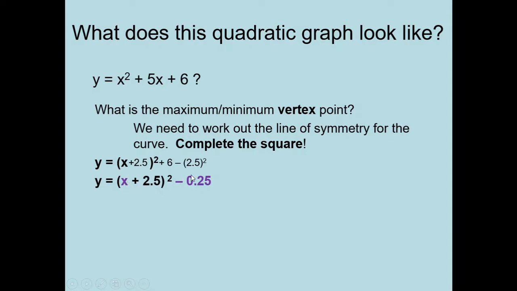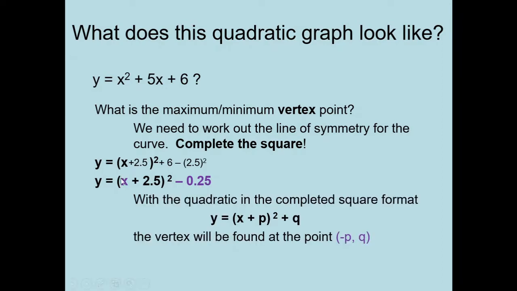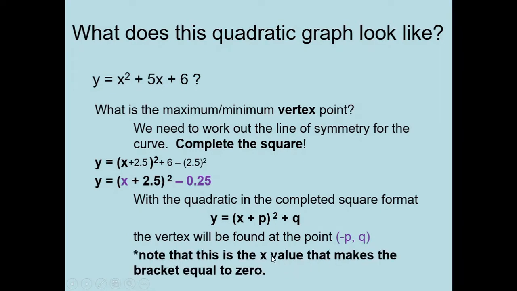Now I put these in purple for you so you can clearly see the values that we're looking for. To find the vertex point, we're going to use these values here. The x value that will make this bracket equal to 0 will be our x coordinate, and the y value is going to be -0.25. So basically, when you've got your quadratic in the completed square format, the vertex is found at the point where the value you found is p, let's make that negative. And the q value is your y coordinate. Note that this is the x value that makes the bracket equal to 0, because if this bracket's equal to 0, y will be equal to just the q.